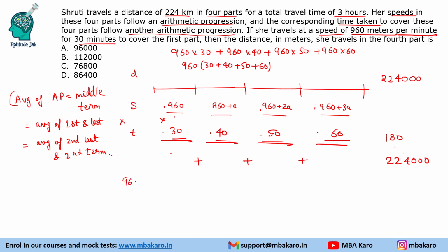So simply multiply 960 into 180, plus we have 40A, and this is 100A, and this is 180A. 180 plus 100 is 280, plus 40, 320A. This is equal to 224000.